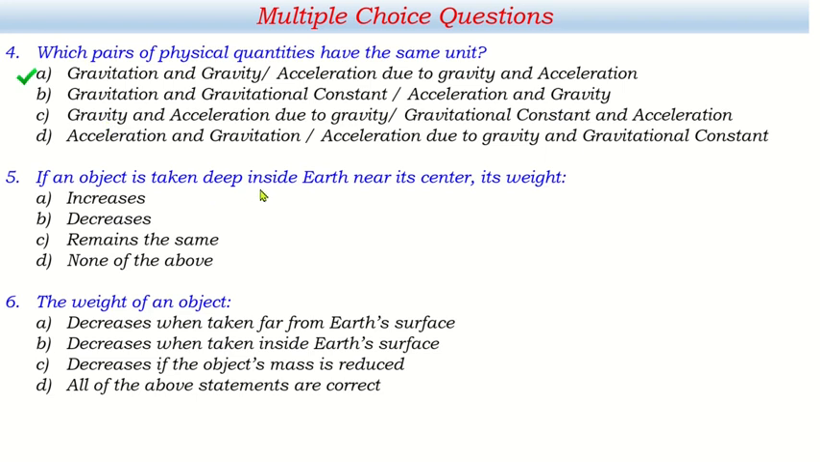If an object is taken deep inside the earth near its center, its weight certainly decreases, isn't it? On the surface, the weight will be maximum. If we go to a height from the surface, then weight decreases. If we go inside the earth, then also its weight decreases. Okay, the weight of an object decreases when taken far from Earth's surface. Yes, it seems to be the correct option. Let's see another option also. Decreases when taken inside the Earth's surface. This is also correct. Both A and B are correct.